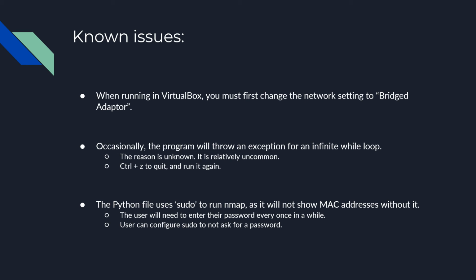Another issue that we ran into is occasionally the program throws an exception for some infinite loop. We have no idea why it's doing that. It seems to be a very uncommon thing, and if you want to quit, just use Control-Z and try to run it again. And then finally, the Python file uses sudo to run nmap, because if you do not use sudo, it will not show enough information, particularly it will not show the MAC addresses. So the user will need to enter their password every once in a while, but the user can easily configure sudo to not ask for a password if they so choose.